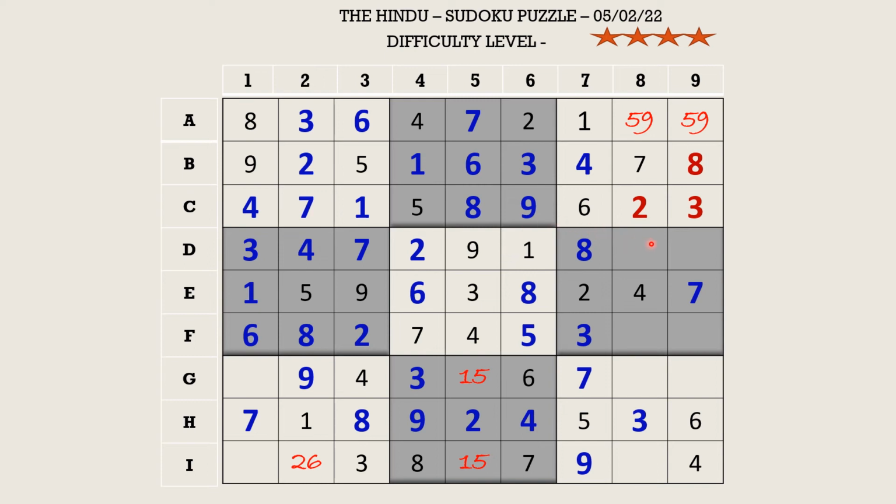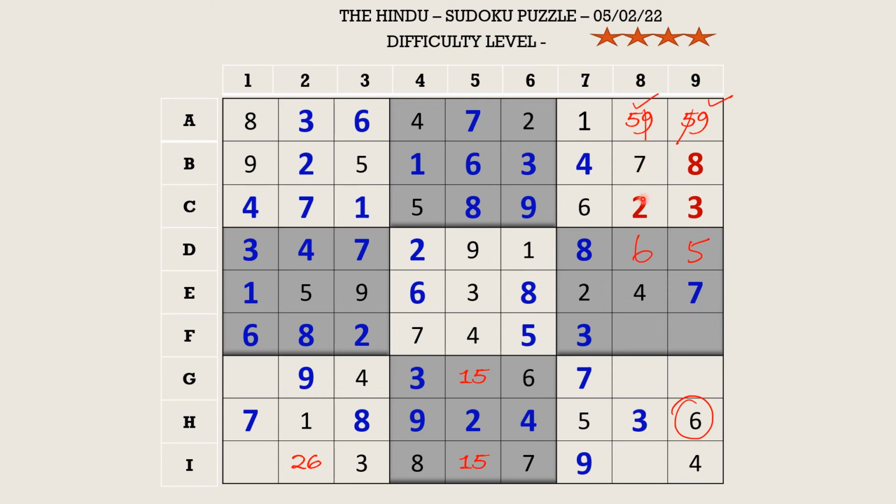Now in D row the missing numbers are 5 and 6. There is a 6 blocking here. So D9 takes 5 and D8 takes 6. And this 5 cancels out the 5 here. So A9 becomes 9 and A8 becomes 5.